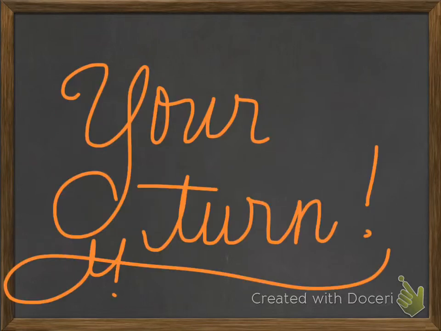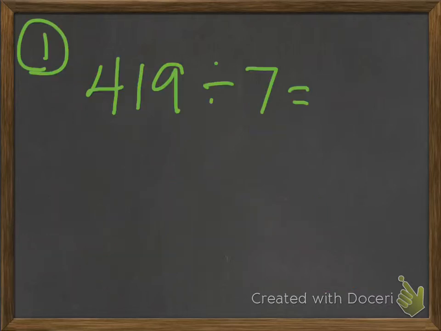Okay? So now you try a few. Remember, you can use estimation or compatible numbers. Your answers may be different than mine, but if they're close, that's all right. So our first one, 419 divided by 7. Remember, you need to think about your multiples of 7. You give it a try, pause the video, and then I'll tell you the answer.